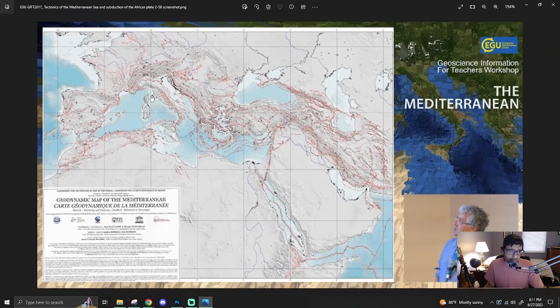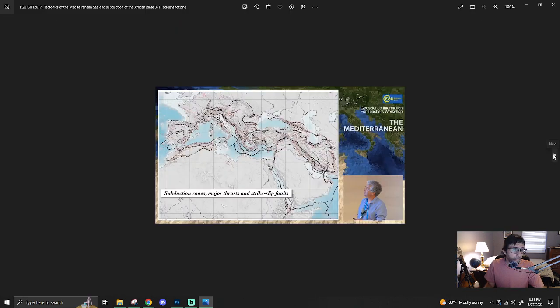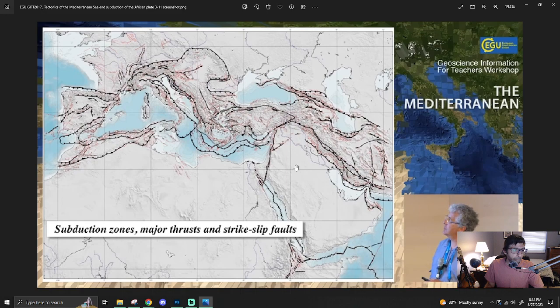Okay, so this is just some, I believe, fault lines. Here's the actual fault lines. Maybe those are like smaller fault lines, the red ones. These are more major fault lines. So this is notable here.